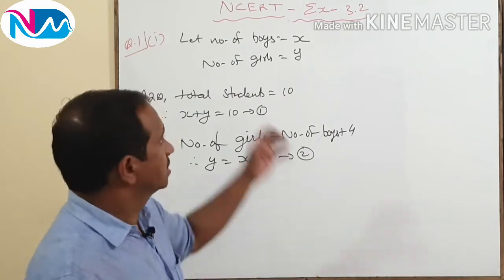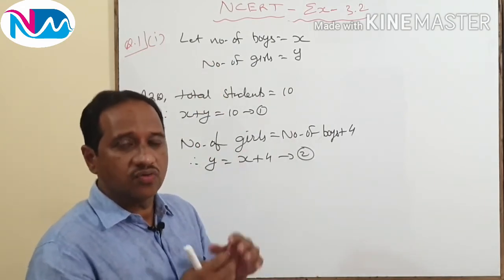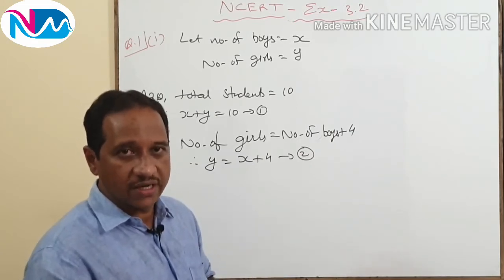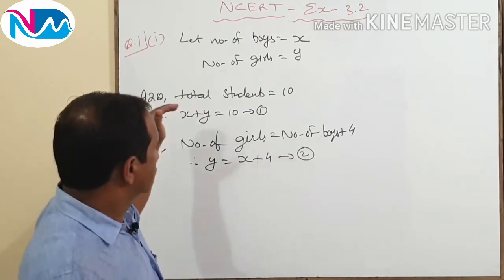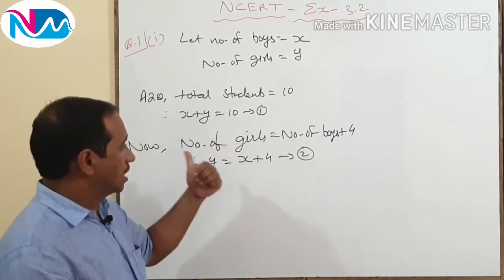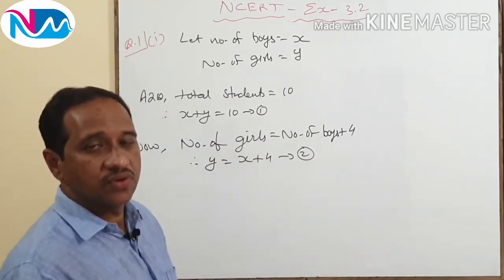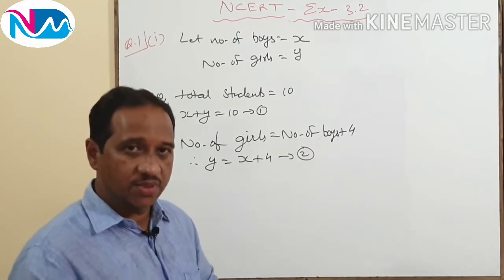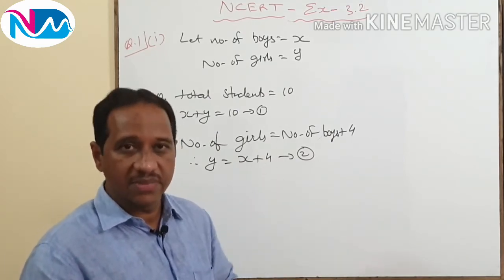So, we have formed a pair of linear equations in two variables x and y, where x and y represent the number of boys and number of girls. Now we have to find the values of x and y, and to find the values of x and y, we have to solve the equations x plus y is equal to 10 and y is equal to x plus 4. That is a system of linear equations in two variables. Here we are going to solve by graphical method.